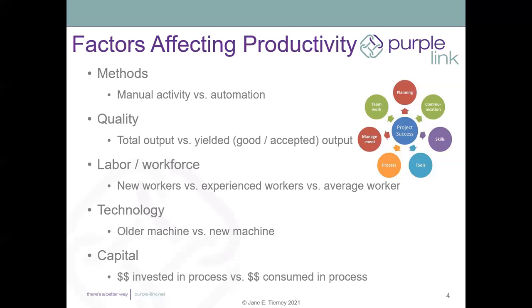So you have yield factors. Sometimes it takes more product to go into the process than actually comes out. So you lose some things along the way. You have a little bit of scrap, or you have to rework some things, or however that works for you. So quality is another factor that affects productivity.